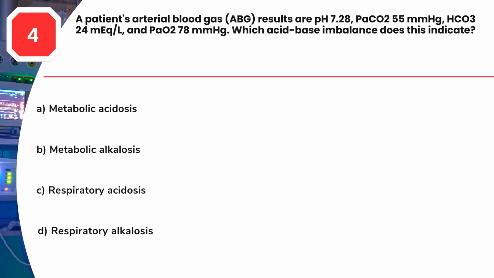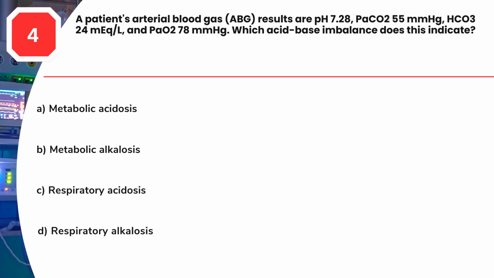Question 4. A patient's arterial blood gas, ABG, results are pH 7.28, PaCO2 55 mm of mercury, HCO3 24 milliequivalent/L, and PaO2 78 mm of mercury. Which acid-base imbalance does this indicate?